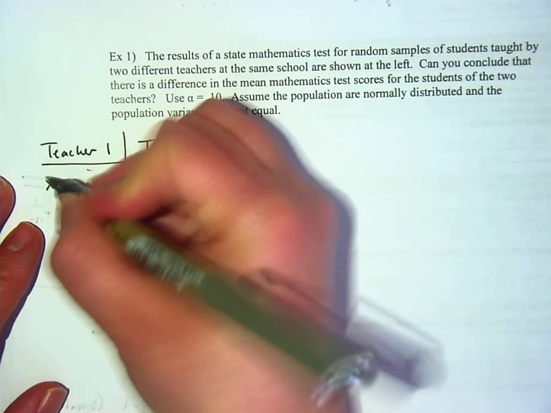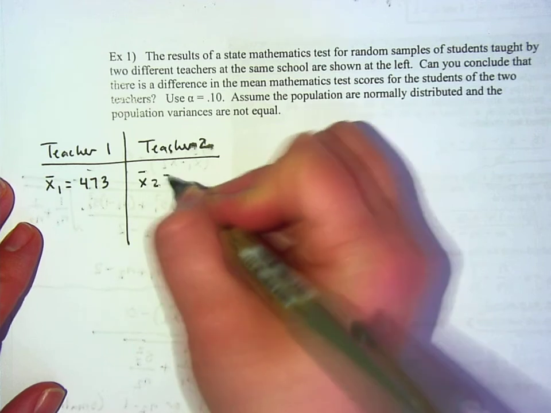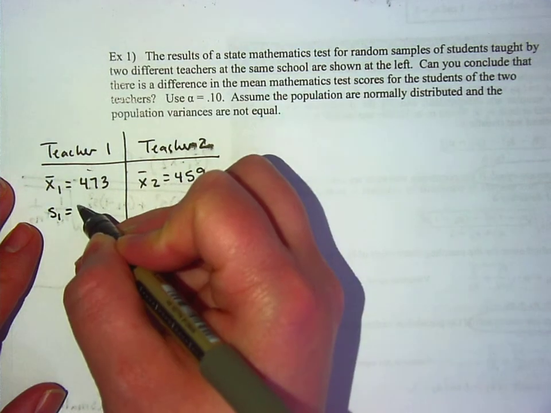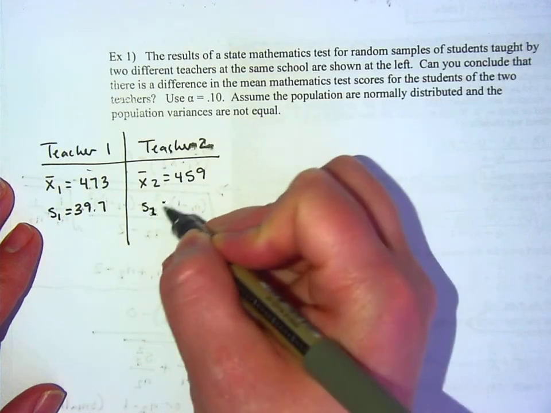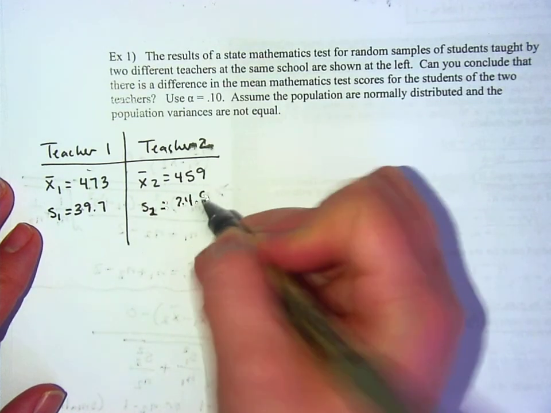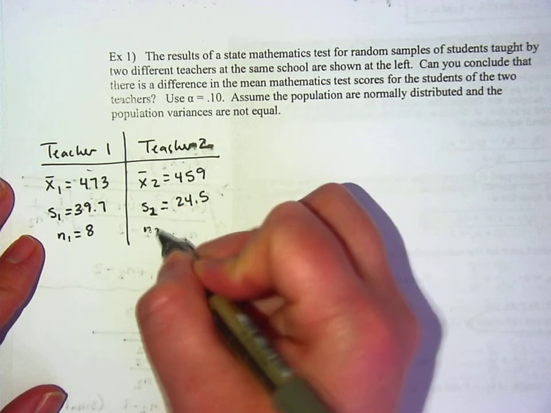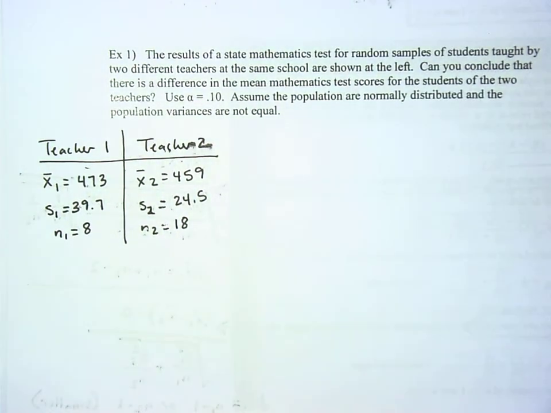Teacher 1 had an average score on their test of 473. Teacher 2 had an average of 459. The sample standard deviation of this teacher was 39.7. The sample standard deviation of this teacher is 24.5. This one has 8 kids in the class, and this one has 18 in their class.